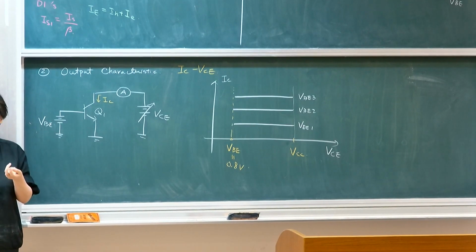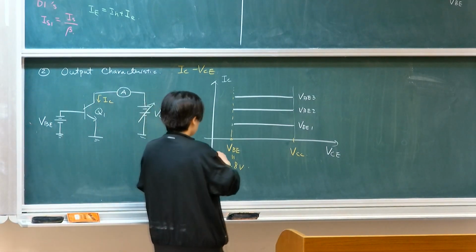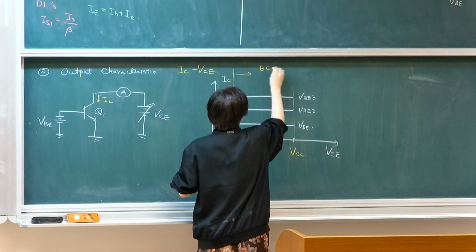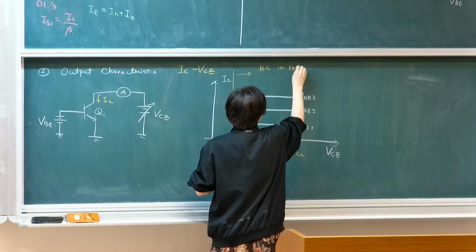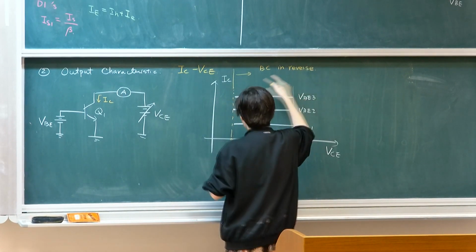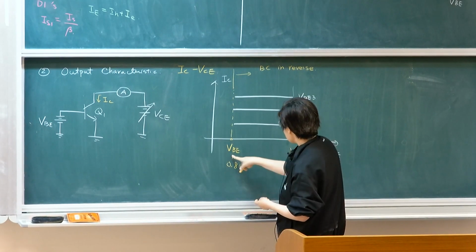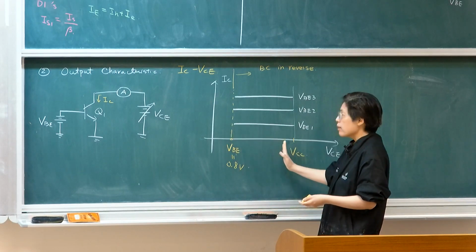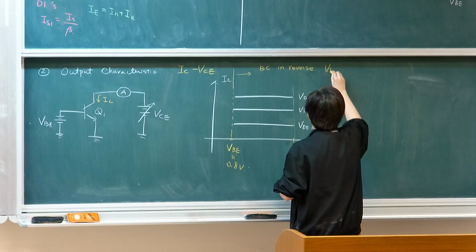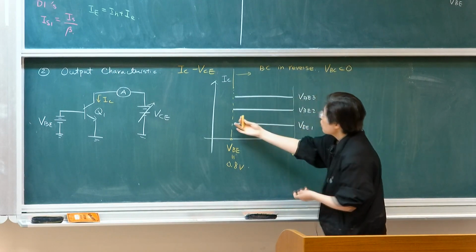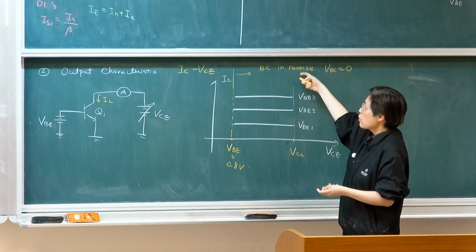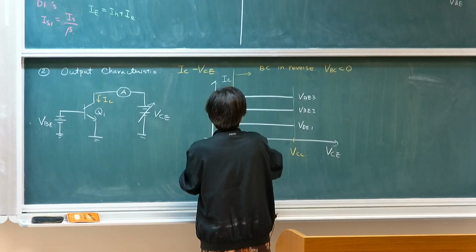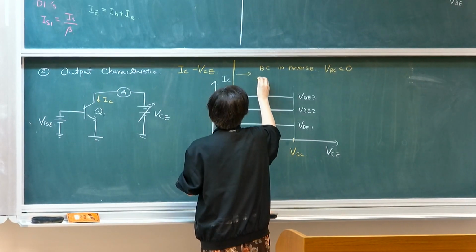But then when it enters saturation, what do you expect? We know by definition, this is when BC is in reverse. Why do I know that? It's because of VB minus VC, this voltage minus this. So you have to be higher than this to make sure that your VBC is smaller than 0. So only in this region is the BC junction in reverse. So we know that in this region, this is the active mode.